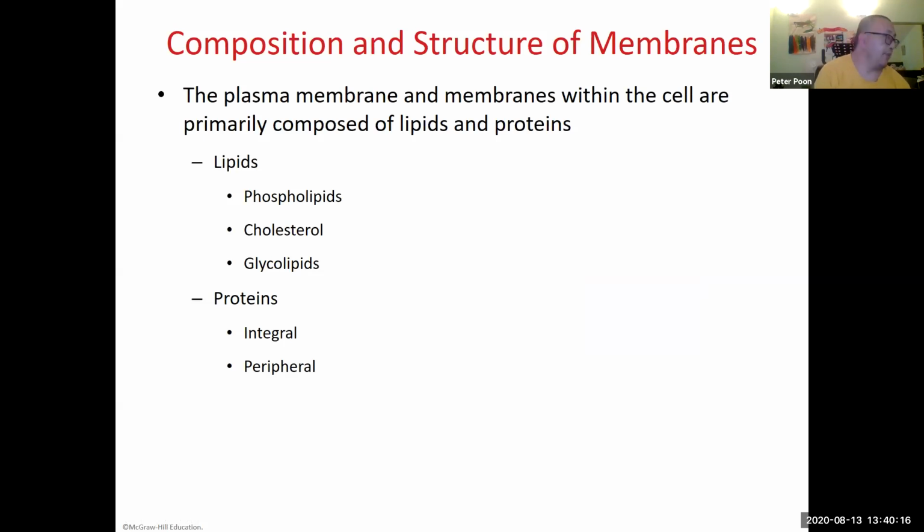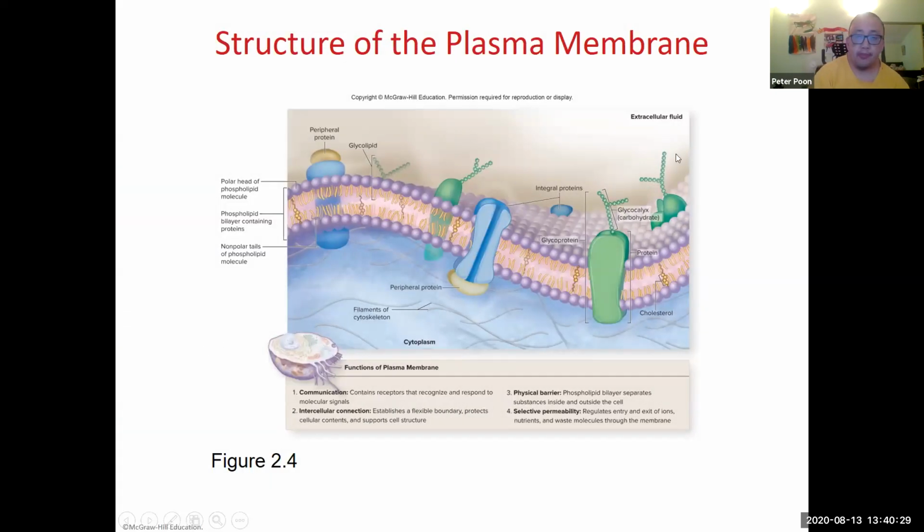There are two types of proteins embedded in the cell membrane, called integral proteins and peripheral proteins. Integral proteins integrate into the cell membrane, so they pass through the entire cell membrane. You can see it there and there. Peripheral proteins will be on one side of the cell membrane or the other side, but never both.